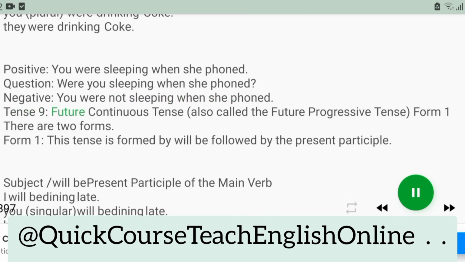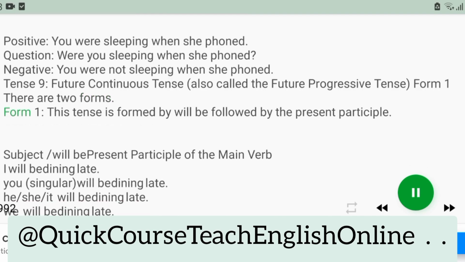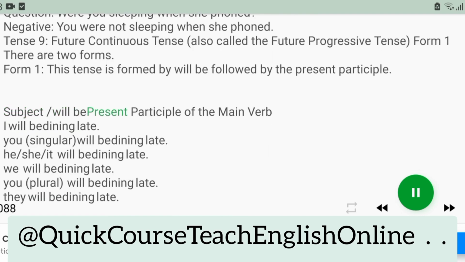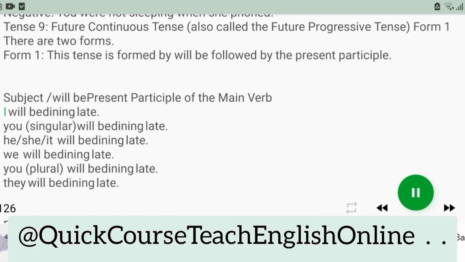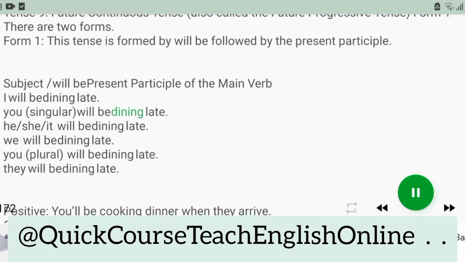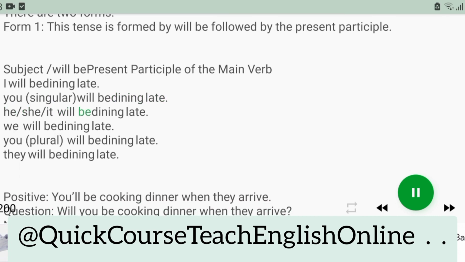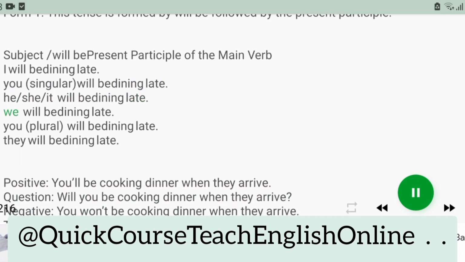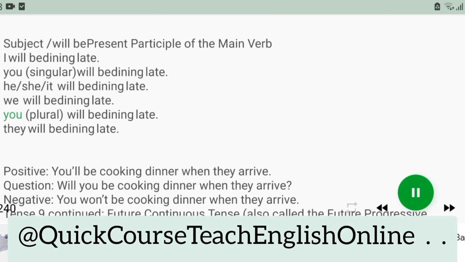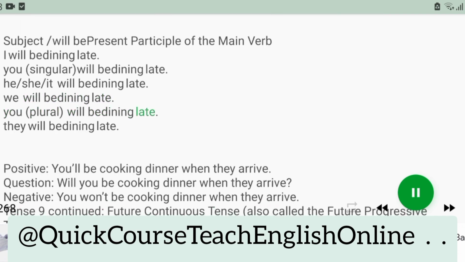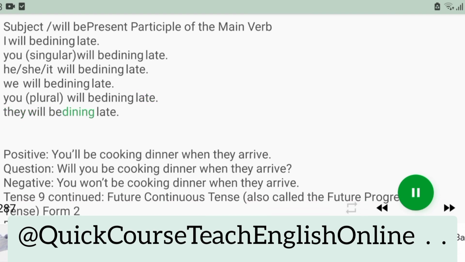Tense 9. Future continuous tense, also called the future progressive tense, form 1. There are two forms. Form 1. This tense is formed by will be followed by the present participle. Subject. Will be. Present participle of the main verb. I will be dining late. You, singular, will be dining late. He, she, it will be dining late. We will be dining late. You, plural, will be dining late. They will be dining late.